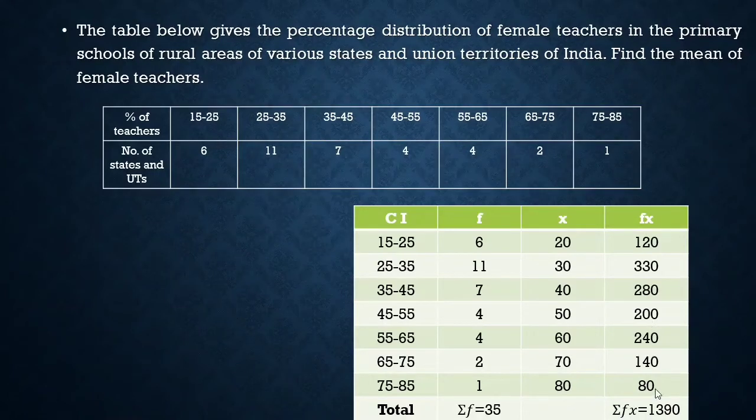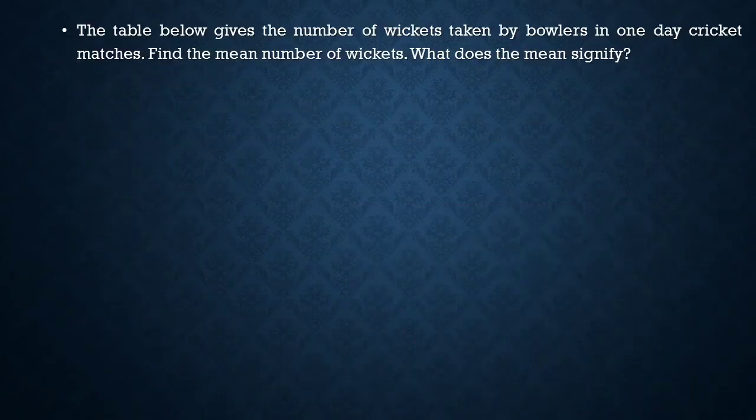Now since we found all the fx values, we will add them to get our summation fx. So on adding all these values, we get summation of fx is equal to 1390. So now we have our formula, mean is equal to summation fx by summation of f. So our mean will be summation fx as we found out is 1390, put that value, and summation of f is 35. Substituting the values and dividing, we get mean is equal to 39.71.